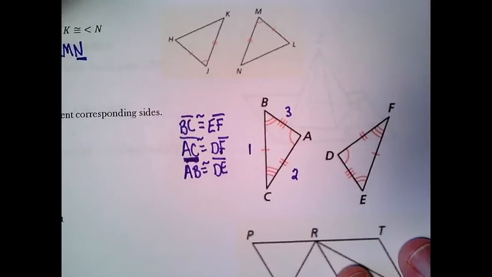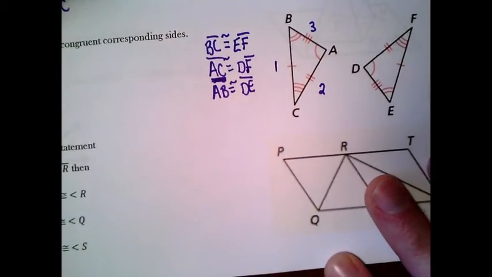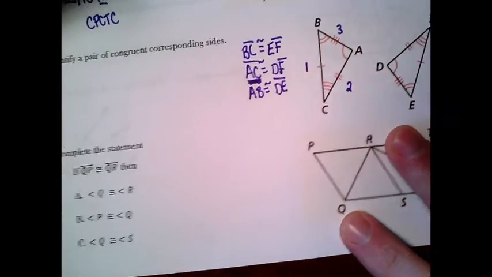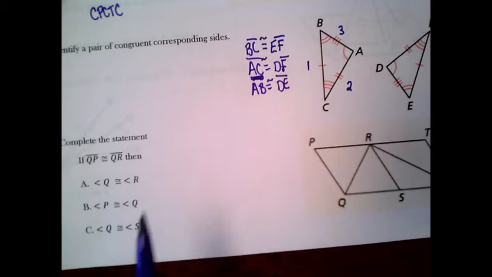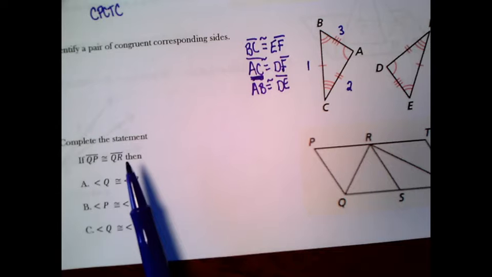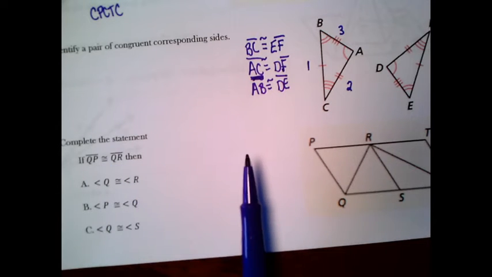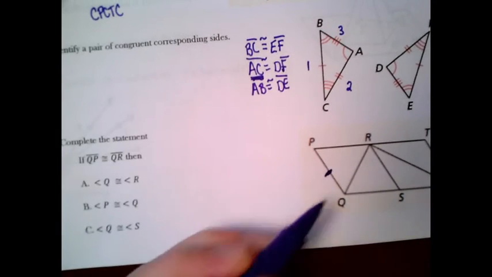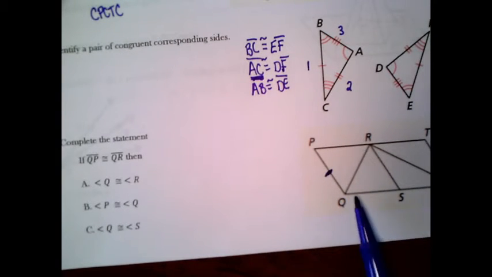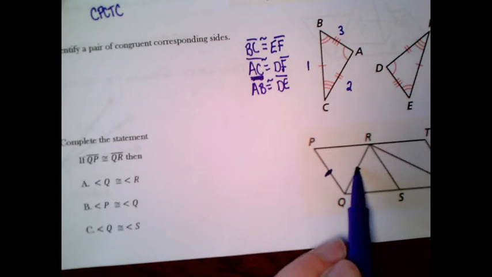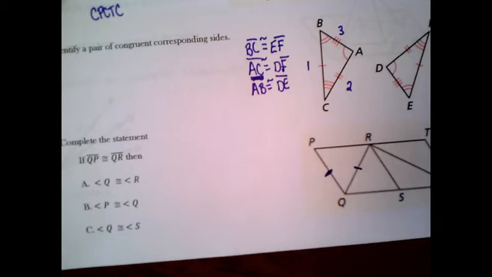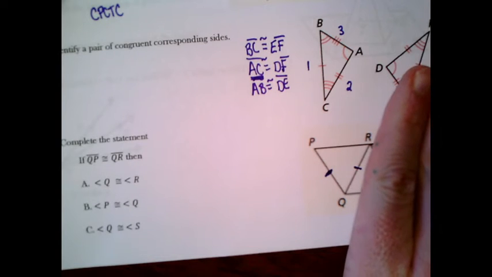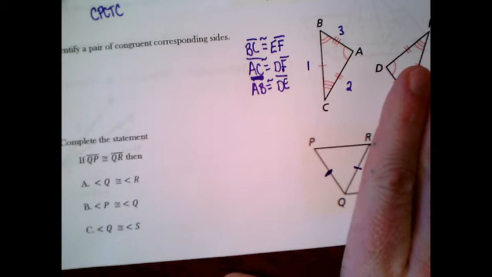So question 22 says complete the statement. So I got to use some of this information, the if-then part. It says if QP is congruent to QR, then, well, I got to remember we always mark our picture. So QP is right there. So I'm going to mark that side as congruent to QR. Well, QR is over here. So that's congruent. So all this other stuff over here, I don't need it because we should be able to figure out what kind of triangle that is.